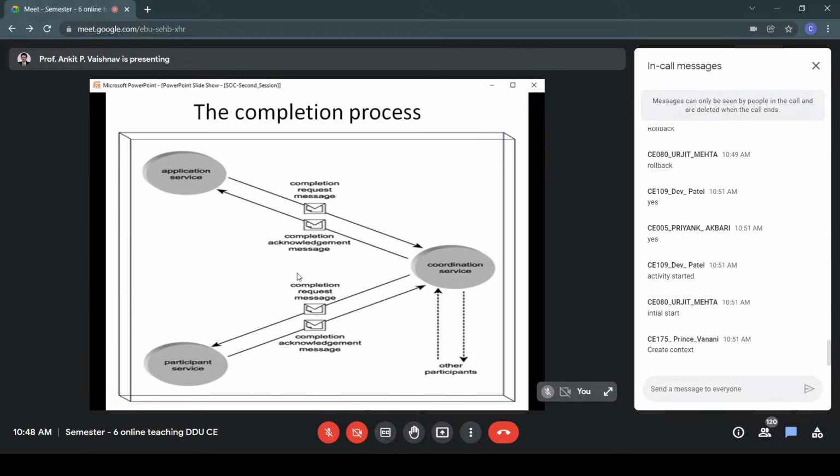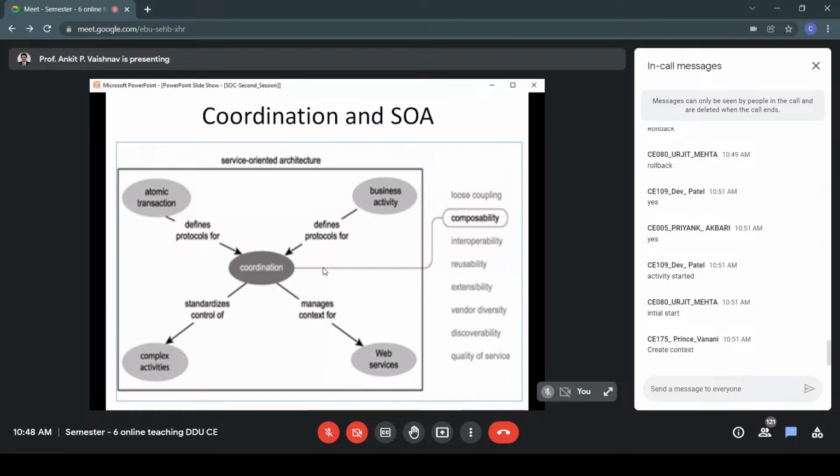And the completion we have already seen, right? So there are three processes of the WS coordination framework that you have to follow if you want to implement WS coordination in your framework, in your SOA. Now let us look into some of the concepts regarding SOA.